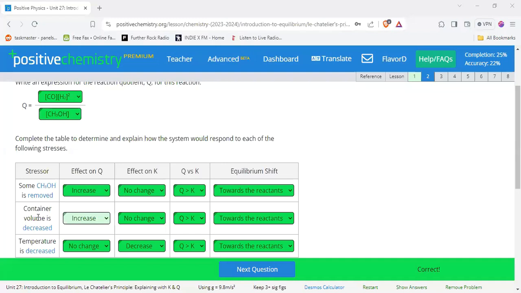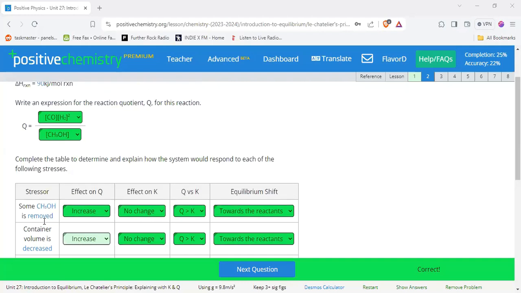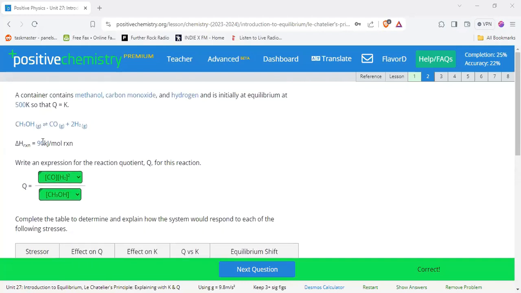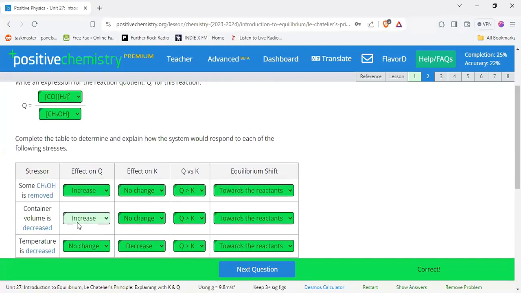On the second line here, they are wrong. The container volume is decreased. The volume is decreased, we have less space, and it favors the side with fewer gas molecules. So this number is going up, that number is going down, and the answer then goes down, and they are wrong, which means all the rest of this turns around, and they made a mistake.